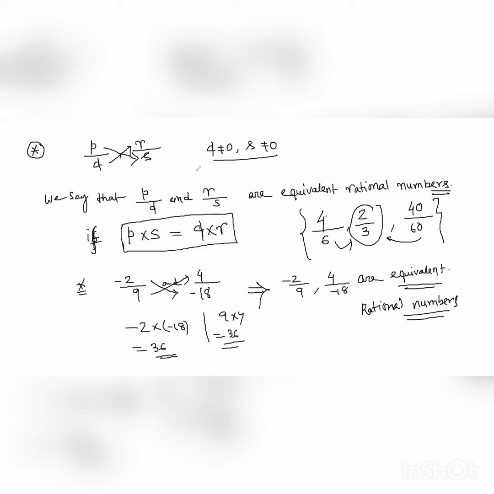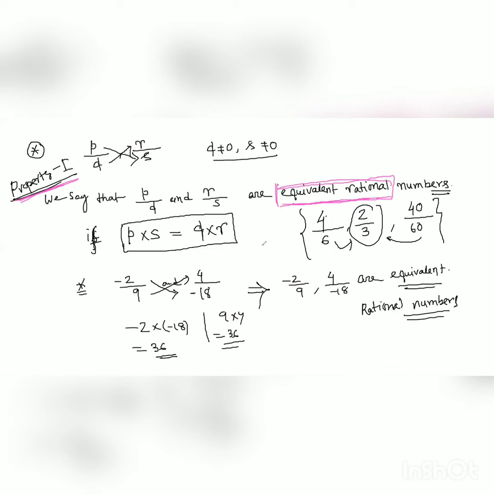This is property number 1. And what is the property? To check whether the numbers are equivalent or not.